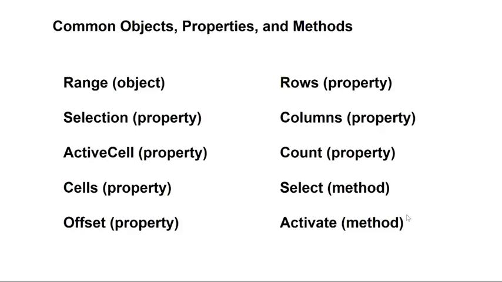This screencast is perhaps going to be one of the most important screencasts as far as teaching you the basics of interfacing between Excel and VBA. I'm going to introduce you to objects, properties, and methods, the most common ones that we'll be working with in this course. So the range object, the selection property, the active cell, which is a property, the cells, offset, rows, columns, count, these are all properties that are tremendously useful. And then we have two methods, which are select and activate.